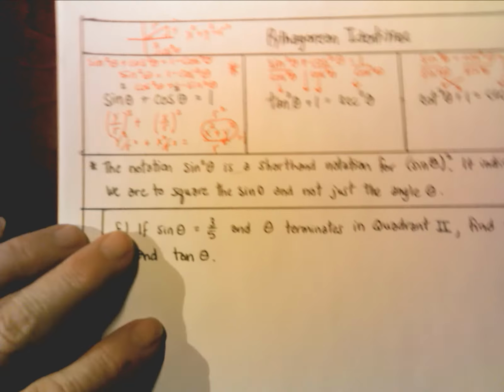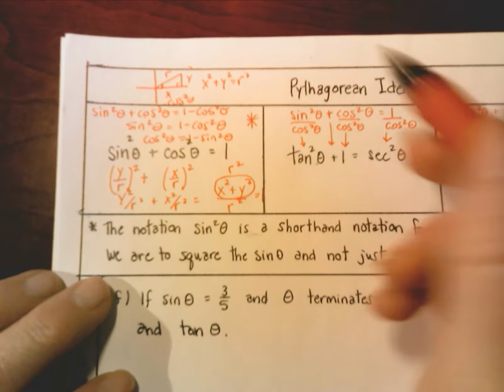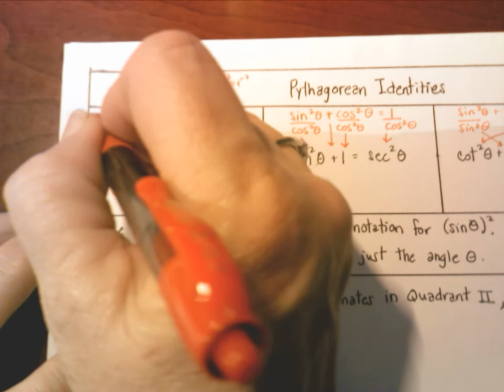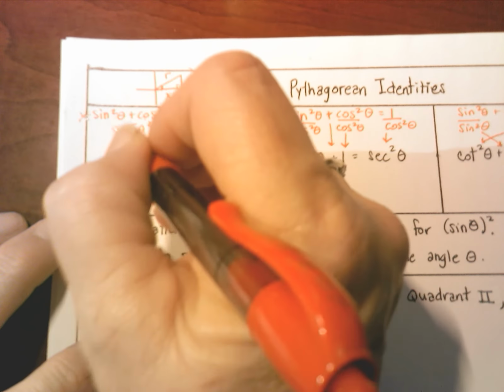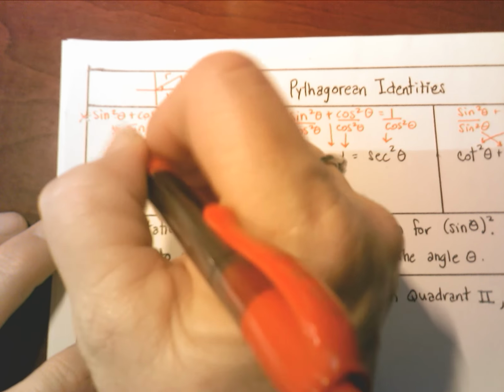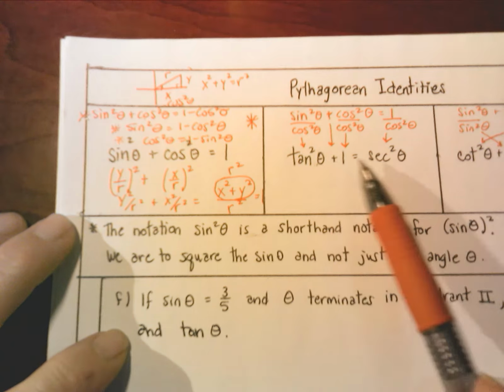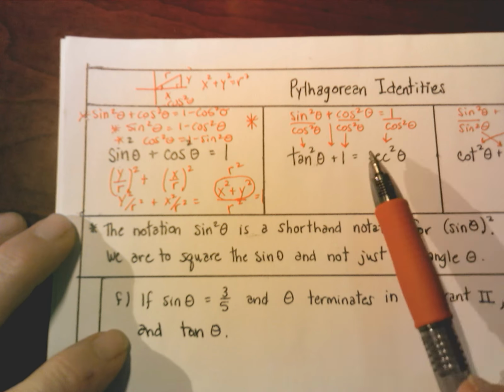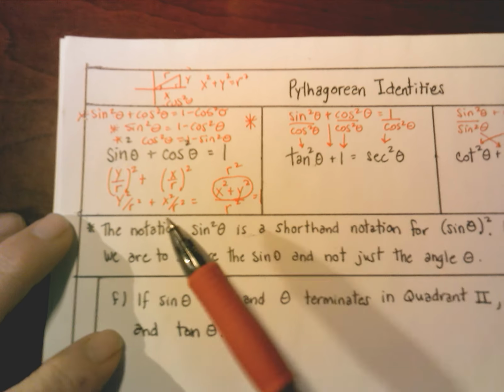So the original form, the second form, and the third form. There's 3. And I could do that with every one of them. I could subtract tangent squared over and have secant squared minus tangent squared equals 1. I could do the same thing here.